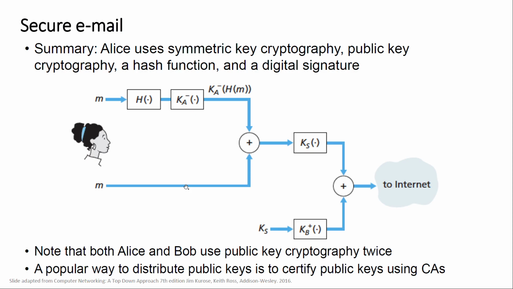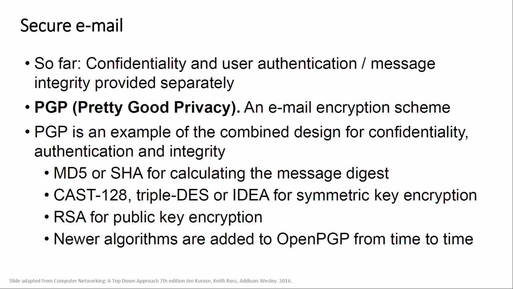A popular way to distribute public keys is to certify public keys using certificate authorities. We already talked about this. But there are also some problems if you distribute your public keys, like in the case of PGP. If you just put your public key on your web page, then maybe somebody can impersonate you by creating another web page and using a different public key and so on. But we solved the confidentiality, user authentication, and message integrity problems. We provided all of them.